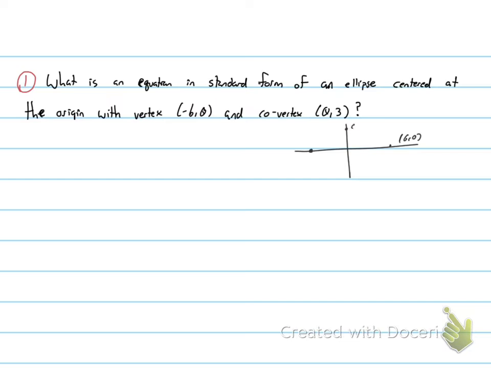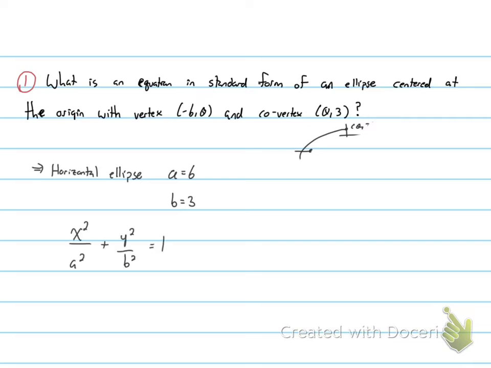And then I have a vertex at (0, 3). Just kind of sketching that out, I would realize, okay, this has to be horizontal. So my a value here is going to be 6. My b value here is going to be 3. So plugging that in, 6 squared, 3 squared. My equation here would be x squared over 36 plus y squared over 9 equals 1. And I'd be done.